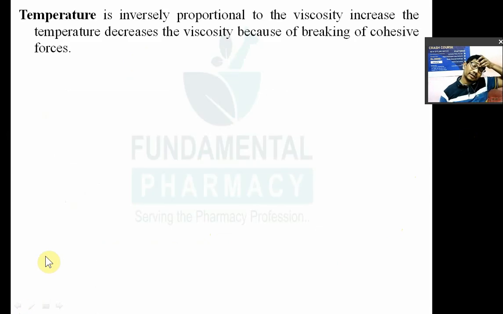Now the factors affecting viscosity: temperature. We have seen temperature is inversely proportional. The increase in temperature will decrease the viscosity due to breaking of cohesive bonds. So जैसे temperature बढ़ता है तो interparticular bonds होता है वो break होता है, and because of the breaking of interparticular bonds, there is a decrease in the viscosity.